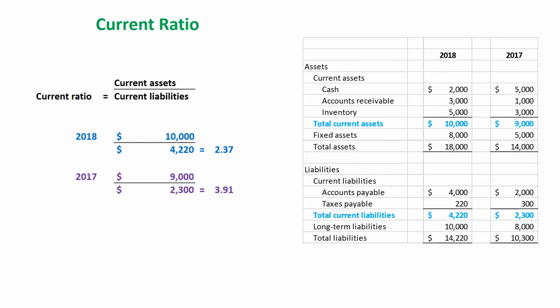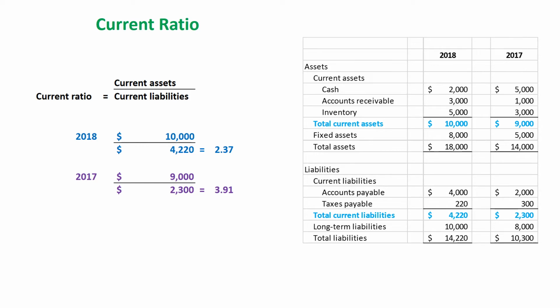In 2018, $10,000 over $4,220 equals 2.37. As you can see, the business was in a more liquid position in 2017. In 2018, the business did experience an increase in current assets, but it also had an increase in current liabilities.